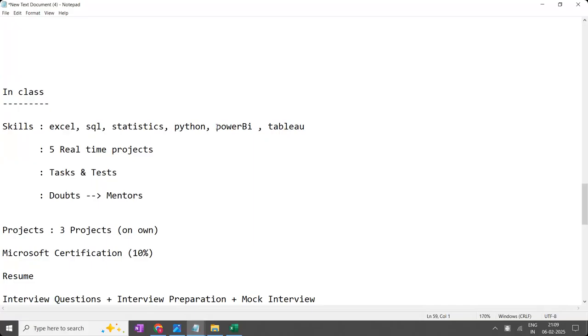Offline classes and online classes will be done both simultaneously. Both will be done simultaneously. And as of now, in front of me, offline students are sitting.